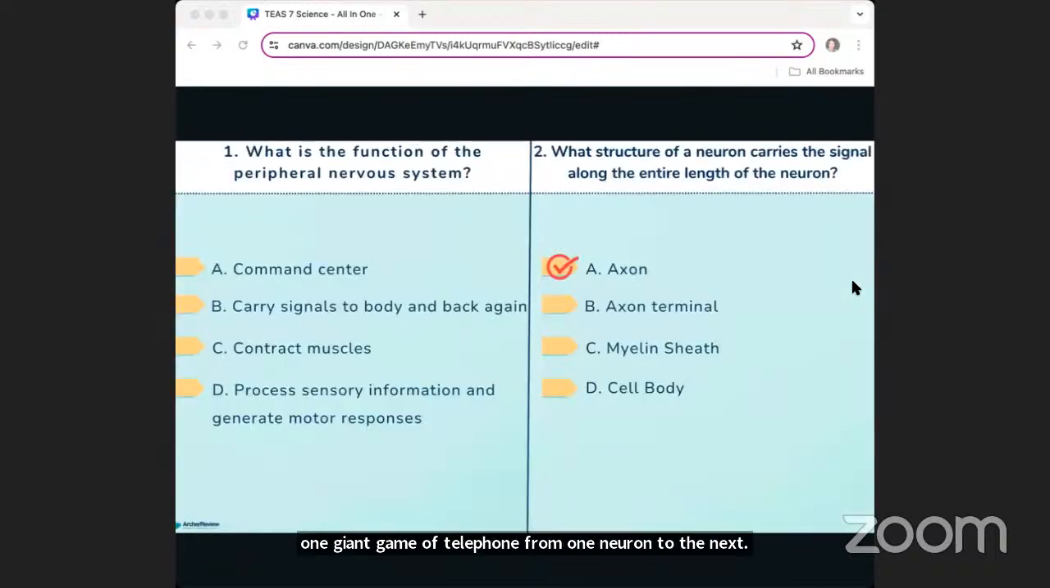Okay, questions 1 and 2. And I must have just had an overall feature where question 2 answers will just always be revealed. I'm not sure what's going on with that. Question 1, what is the function of the peripheral nervous system? And question 2, what structure of a neuron carries the signal along the entire length of the neuron? So take 2 minutes. We'll talk about the answers in 2 minutes.